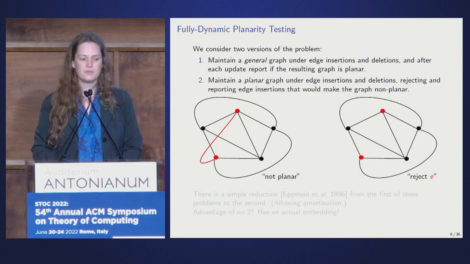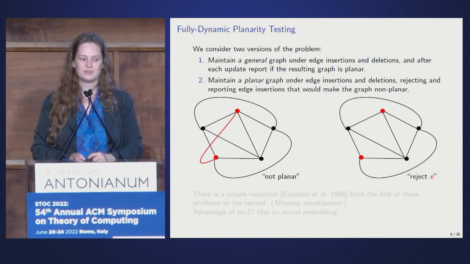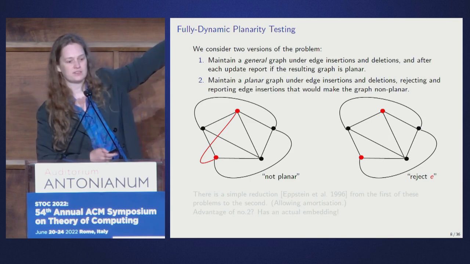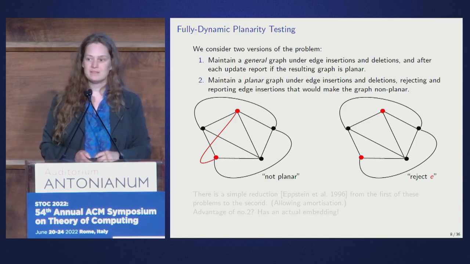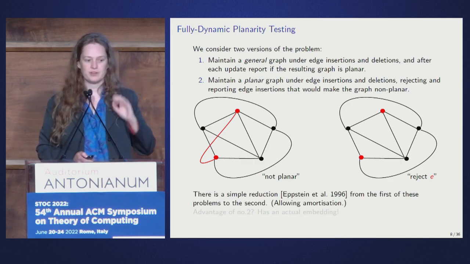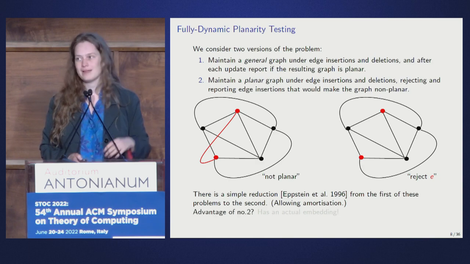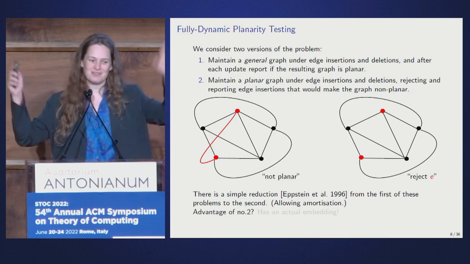And there's another way to think about the problem, where if the adversary or the user says, I want to insert this final edge in the K5, you say, nope, you're not allowed to do that, can't have a pony, this edge does not belong, reject this edge. And these two problems are equivalent. And there's a very beautiful reduction I'm gonna show you now that reduces them. Okay, it's an amortized reduction, sorry. But I'm gonna only do amortized stuff anyway.